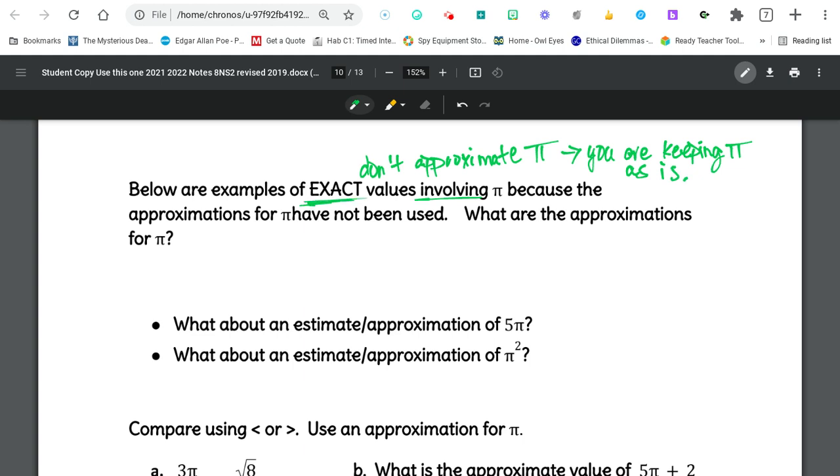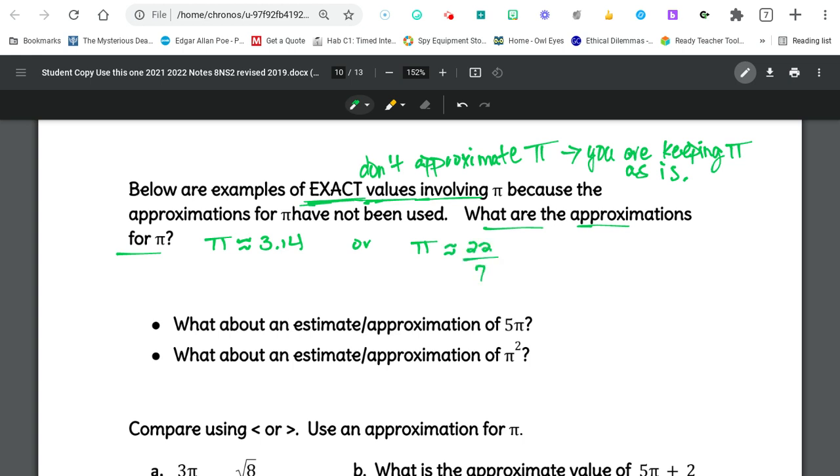Okay. So if ever it asks you for an exact value involving pi, leave the pi. Don't change the pi to its approximation. So what are the approximations for pi? There are two approximations for pi. Because pi is irrational and keeps on going forever, we can approximate it to the nearest hundredth, or we can use a fraction that's really close to pi.